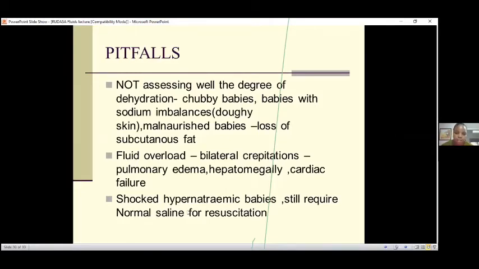Okay, and then also the issue of fluid overload, which I have mentioned earlier, and also the issue of a shocked hypernatremic baby who has maybe a sodium of 160, 163. One would be tempted not to give normal saline as part of resuscitation, but you would still give normal saline for resuscitation for those patients, and then you deal later with the hypernatremia.